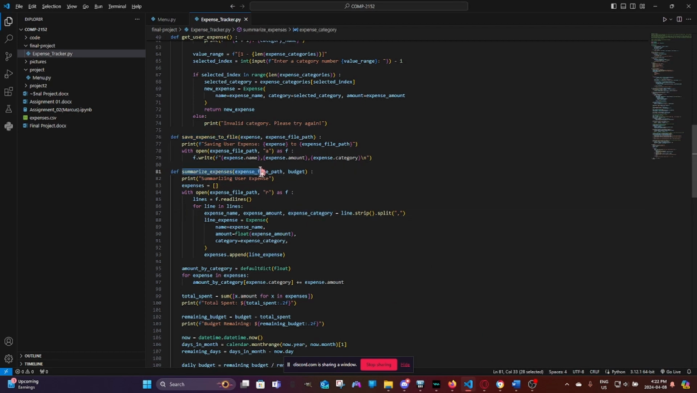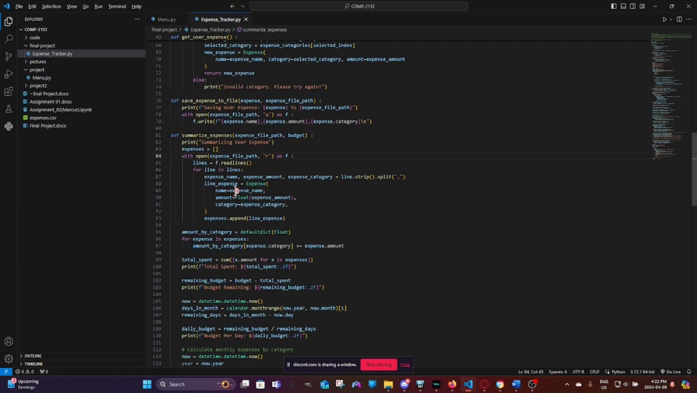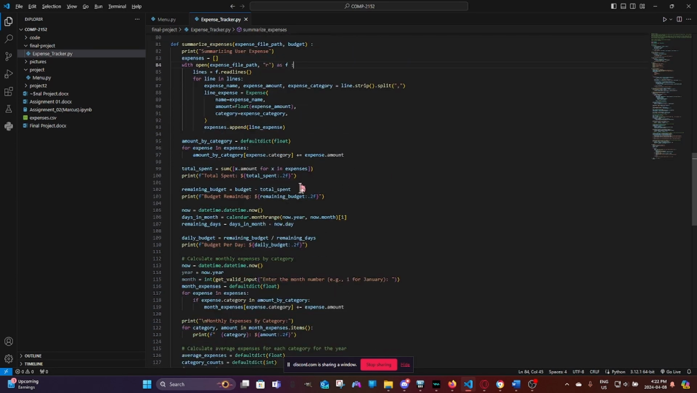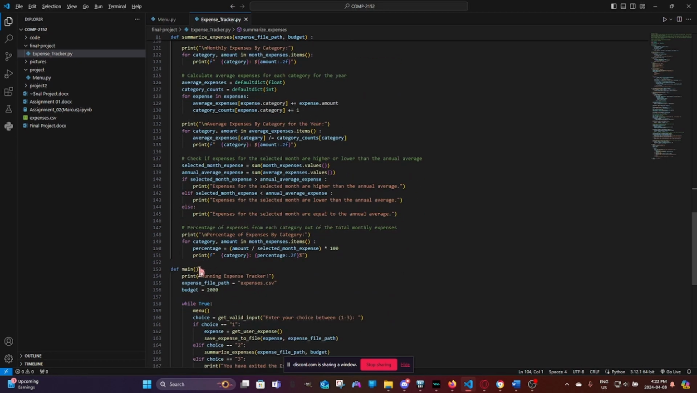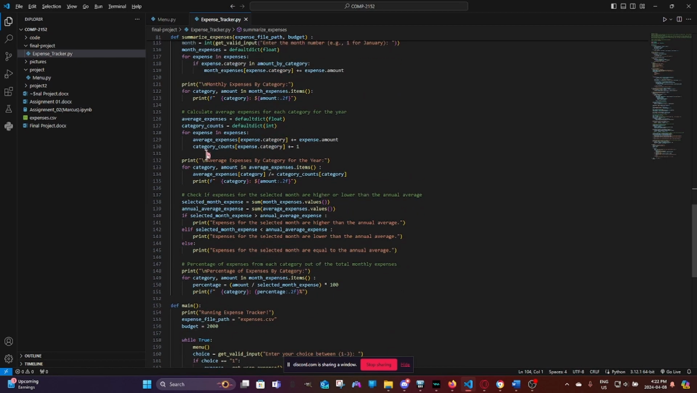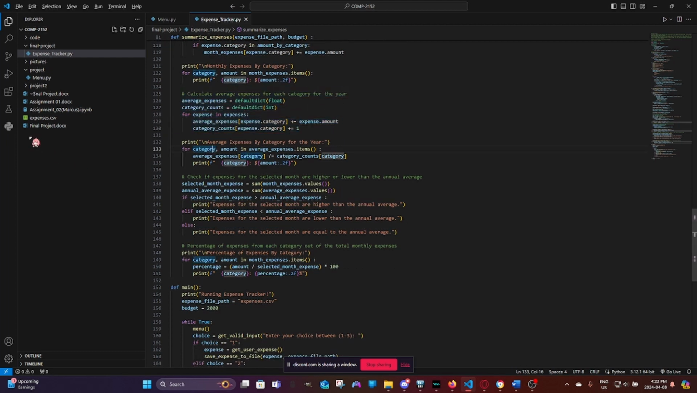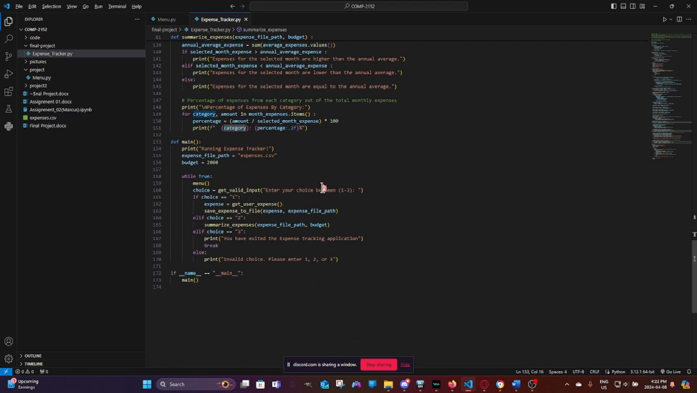and we have a summarize expense that allows us to summarize the stuff. All right, so we have amount by category, total spent, remaining budget. By the way, the remaining budget is 2,000, but I already tested it, so it should be different. But now we have the calculate average, and as you can see, we save it in a file called expense.csv.